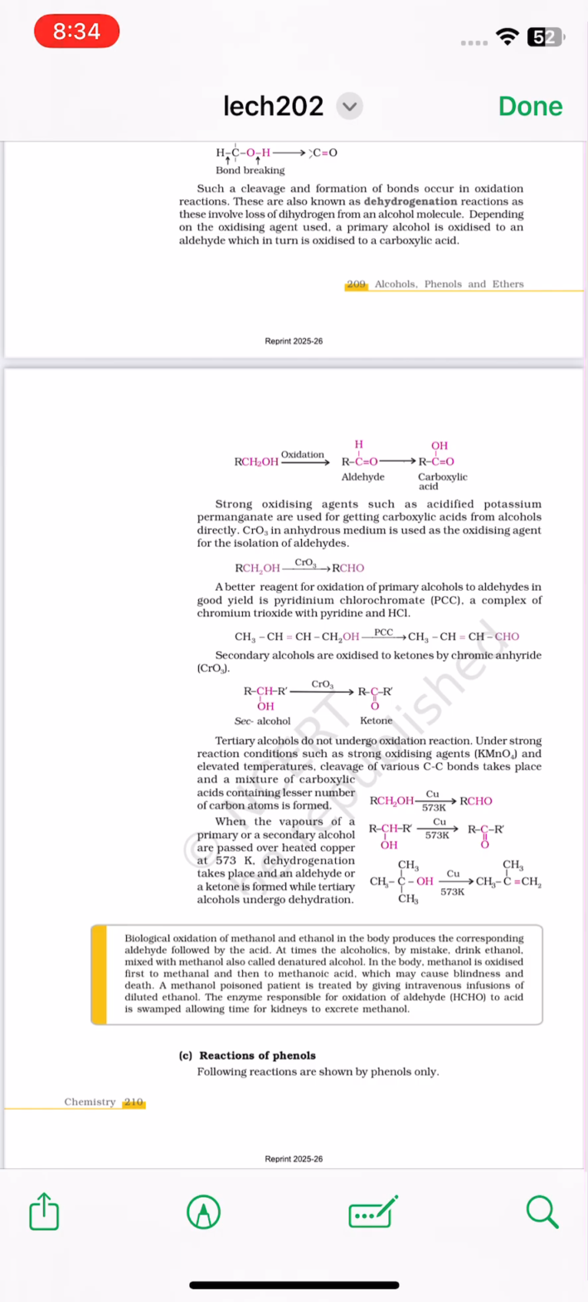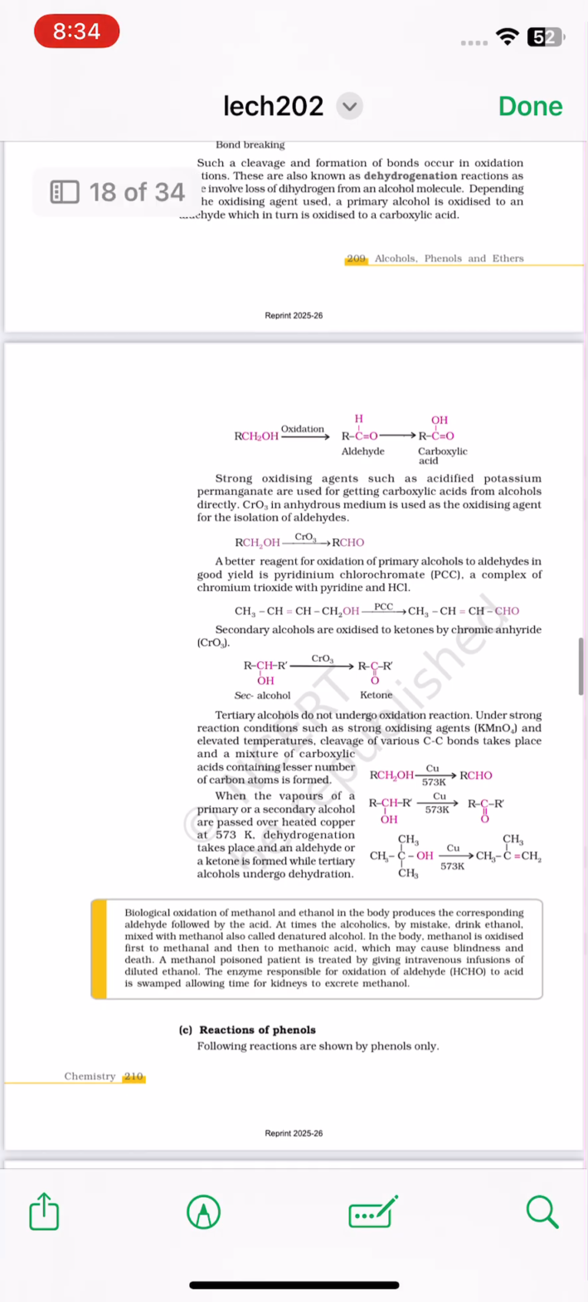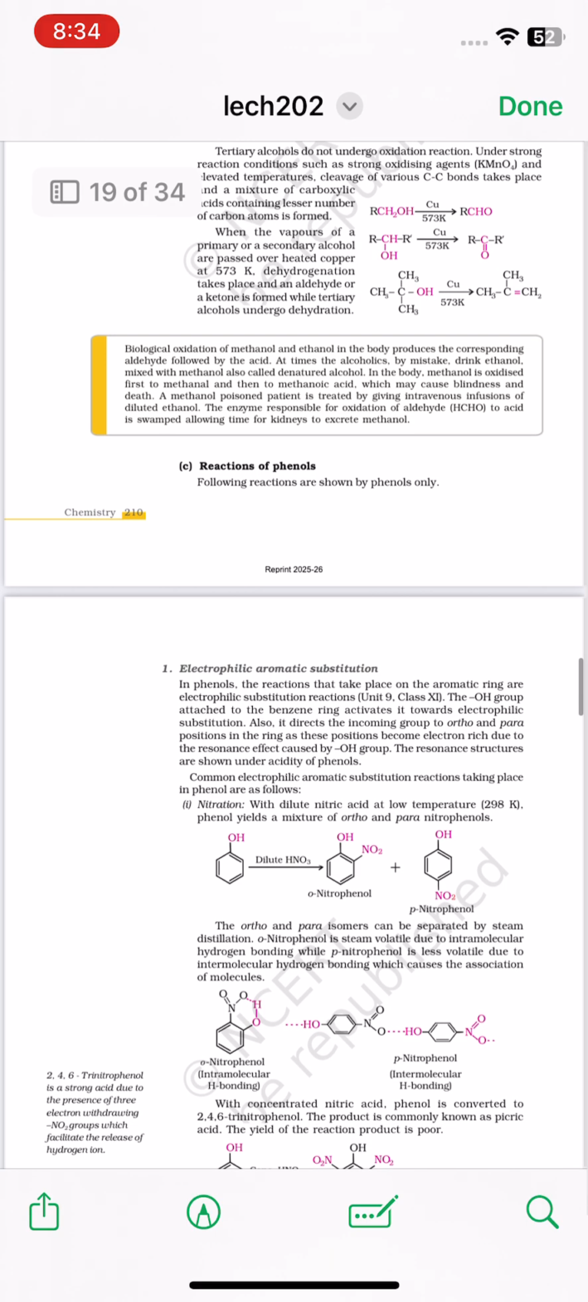Secondary alcohols are oxidized to ketones by chromic anhydride, CrO3. Tertiary alcohols do not undergo oxidation reaction. Under strong reaction conditions, such as strong oxidizing agents like KMnO4 and elevated temperatures, cleavage of various C-C bonds takes place and a mixture of carboxylic acids containing a lesser number of carbon atoms is formed. When the vapors of a primary or secondary alcohol are passed over heated copper at 573 Kelvin, dehydrogenation takes place and an aldehyde or ketone is formed, while tertiary alcohols undergo dehydration.